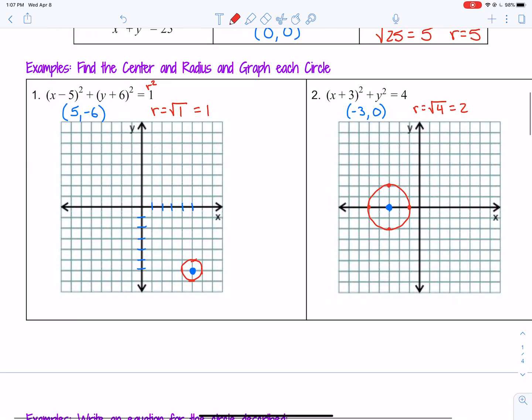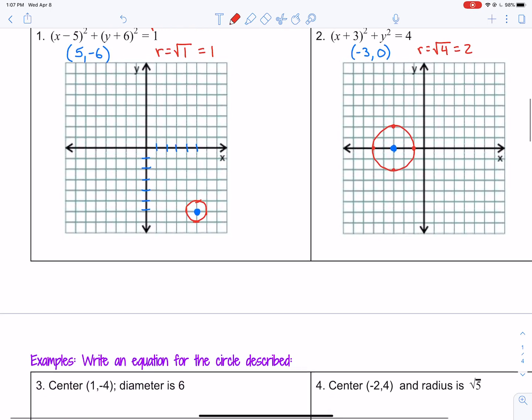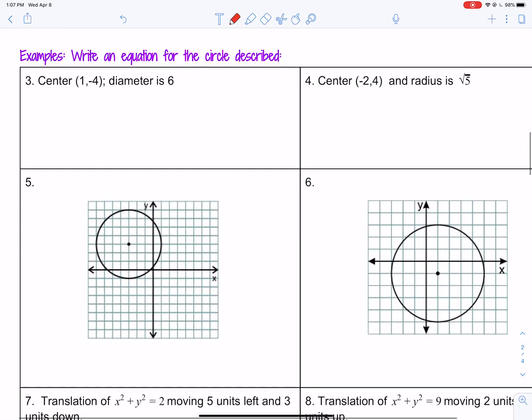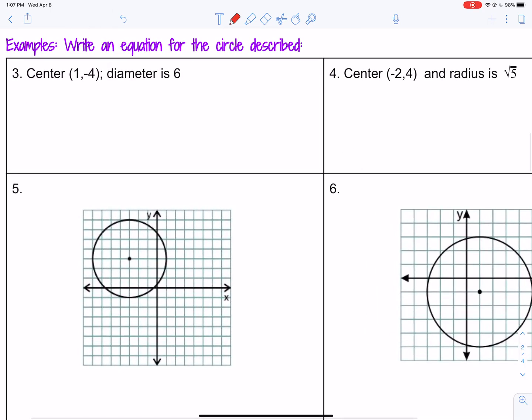All right, so we just picked out the center and the radius and graphed our circles. The main thing to remember is just try not to accidentally go back to the origin to plot the radius. You want to go from the center point that you plotted first, and then use the radius to get those other 4 points.